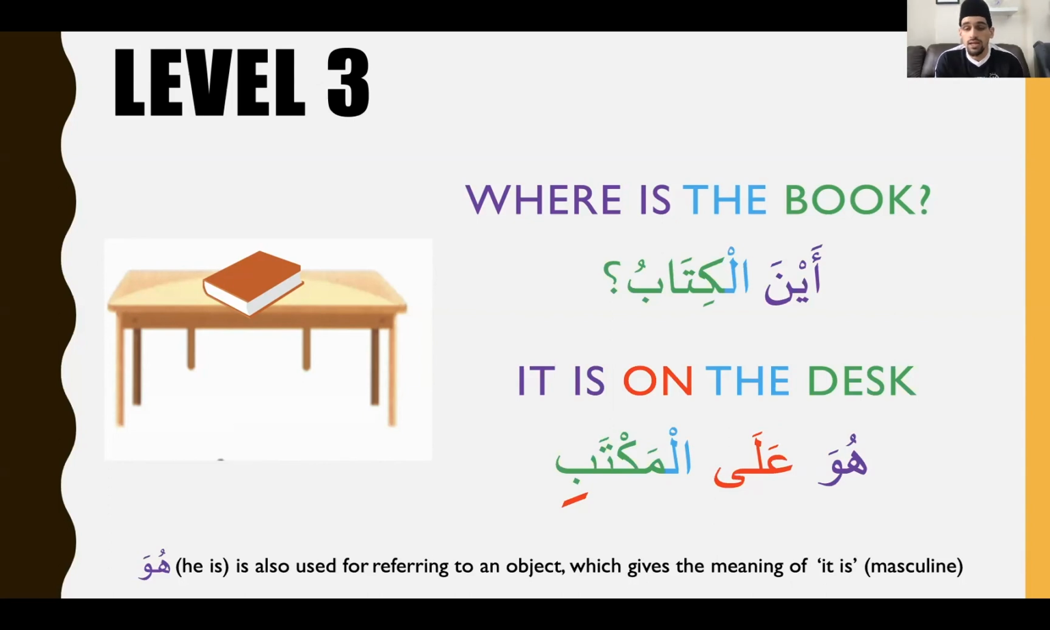So huwa ala al-maktabi. It is on the table. So how do you say "it is"? You would say huwa. Huwa ala al-maktabi. The book is on the table. Again, you can say al-kitabu ala al-maktabi. The book is on the table. Or if you want to say "a book is on the table", kitabun ala al-maktabi. So again, switch it up. Try to challenge yourself and really try to learn in every capacity that you can.